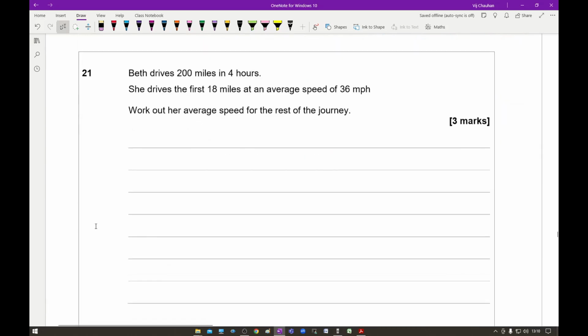Moving on to question 21, it says Beth drives 200 miles in 4 hours. She drives the first 18 miles at an average speed of 36 miles per hour. Work out the average speed of the rest of her journey. Now for this, what we first need to do is work out how long she's actually been driving for in the first part. So for this, using the first bit of information, we need to work out the time.